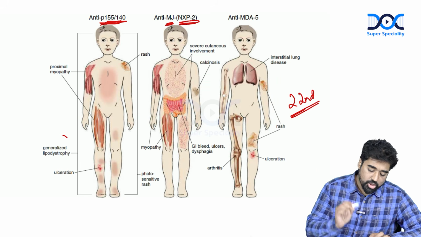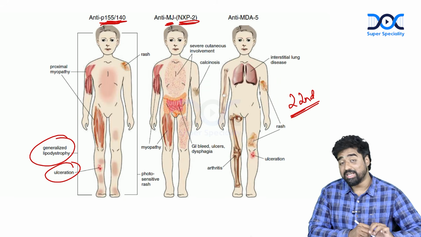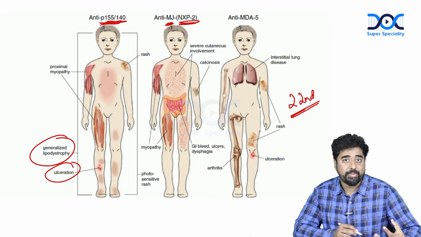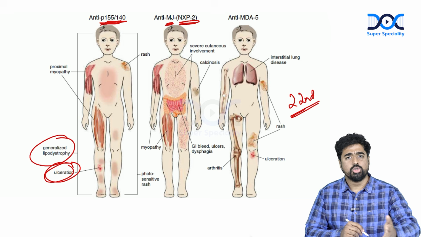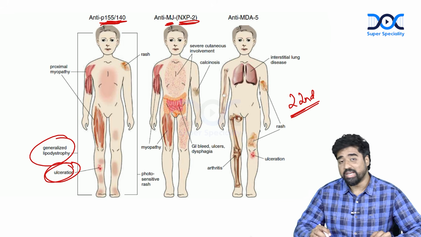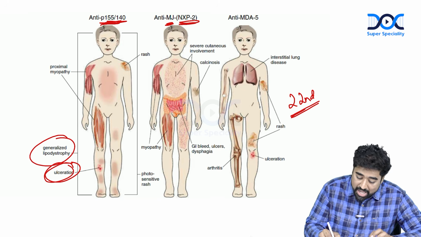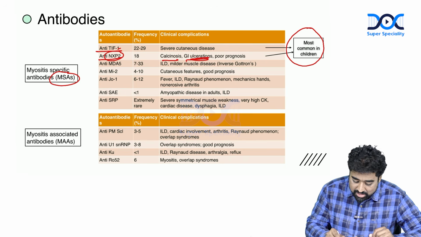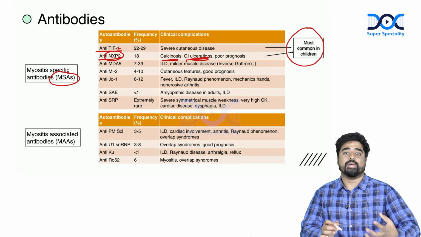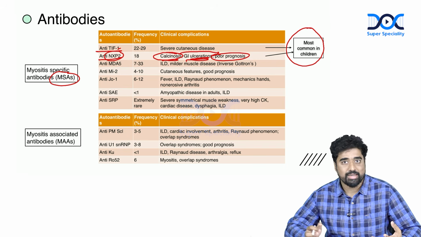In TIF1 gamma, mainly you have severe skin involvement. I told you vasculopathy, like lipodystrophy, ulceration, all of this occurs, apart from the usual myopathy and rash. In NXP2 or MJ, the main thing happening here is calcinosis. I feel this is something that can definitely be asked. Here also cutaneous ulceration and cutaneous disease is there like TIF1 gamma, but the main thing is calcinosis, and because of this there is a poor prognosis because of refractoriness to treatment.